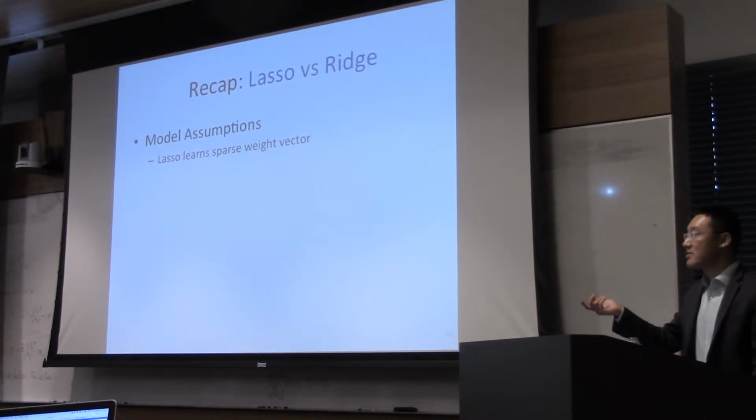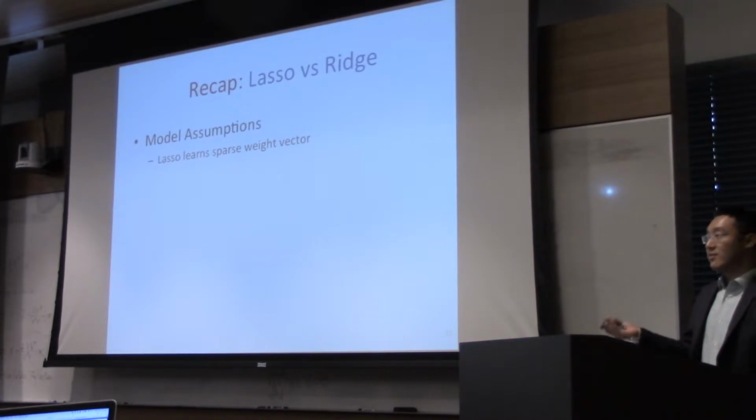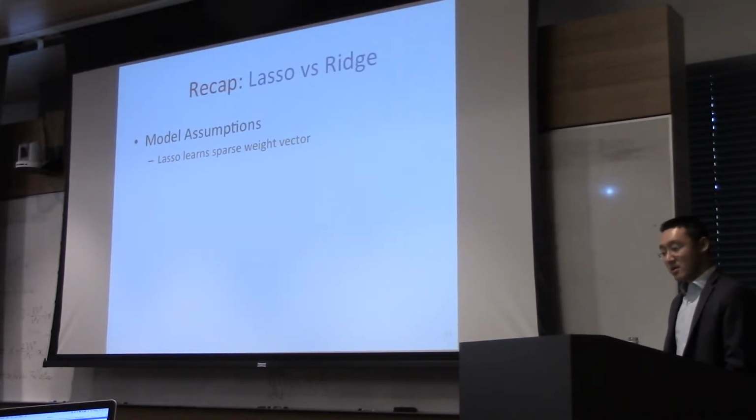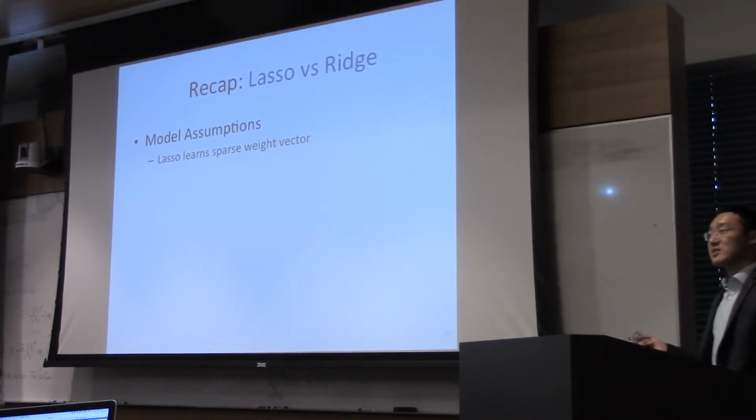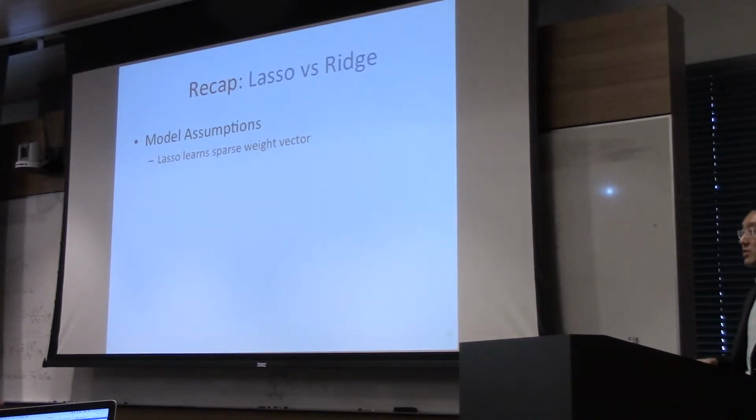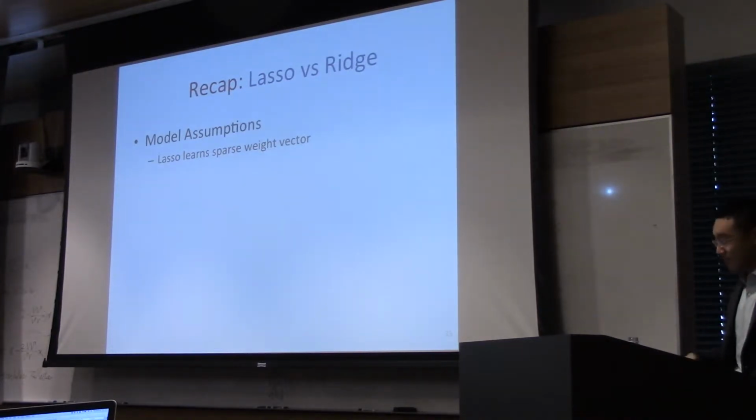How we define that penalty is a modeling assumption, right? Lasso uses a different penalty term than ridge regression. Lasso tends to incentivize sparse models. So unless you have an overwhelming amount of evidence from your training data, the weight vector you learn tends to have very few non-zero entries.